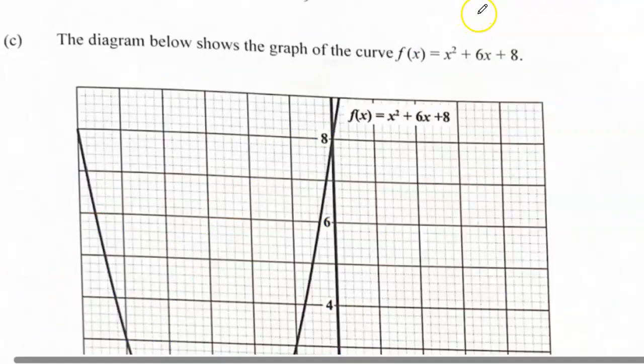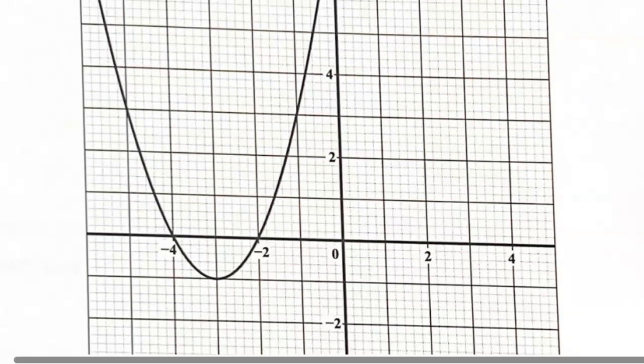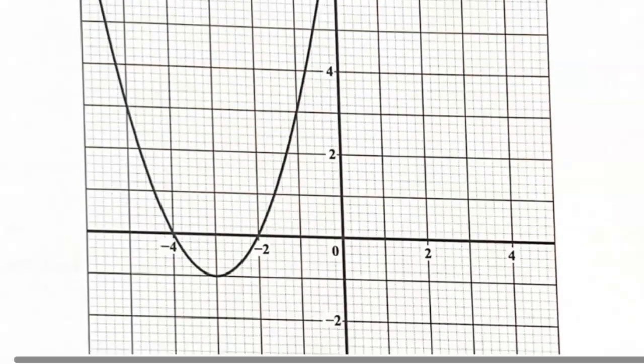Part C. The diagram below shows a graph of the curve y equal f of x, where f of x equals x squared plus 6x plus 8. There's a graph. It cuts the x-axis at minus 4 and minus 2, and it cuts the y-axis at the constant, which is 8. So that's f of x.